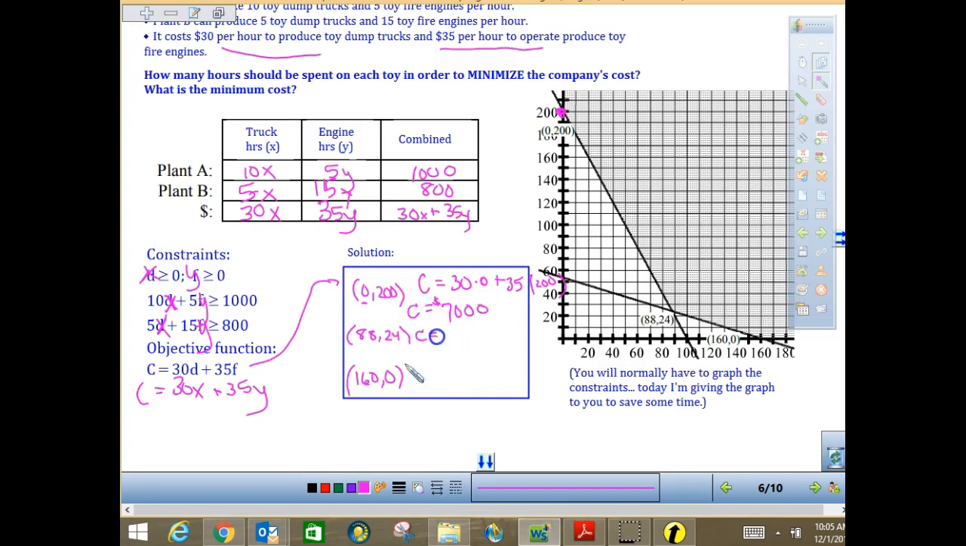Now we're going to go to the second one. C equals. And now we are going to plug in. If you're helping me do this one, Micah, I'm going to put down what first? 30 times 88. Micah, keep going. Plus 35 times 24. So on your calculator, you're going to do some multiplying, right? 30 times 88 plus 35 times 24. 3,480. Thank you. To get the last one, I'm going to take 30 times 160. And then that's going to be 35 times 0, so that's going to be plus 0, right? 4,800.